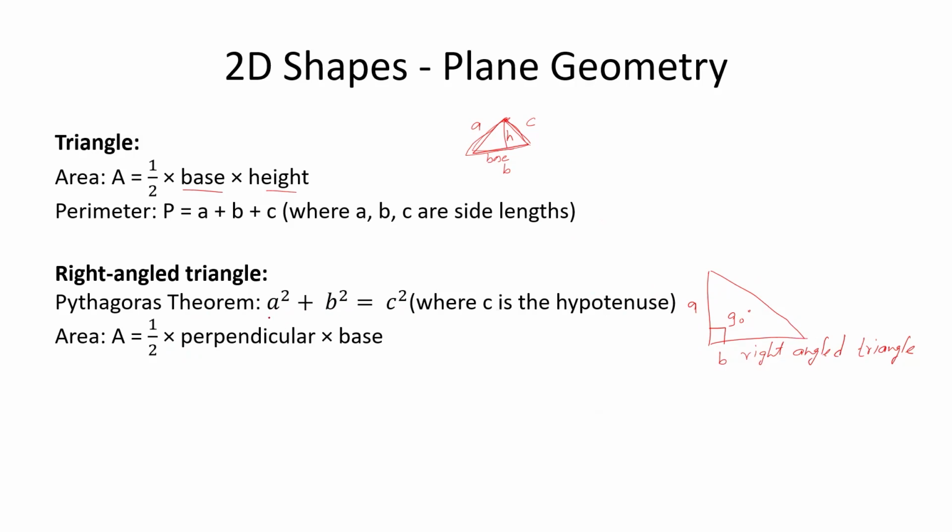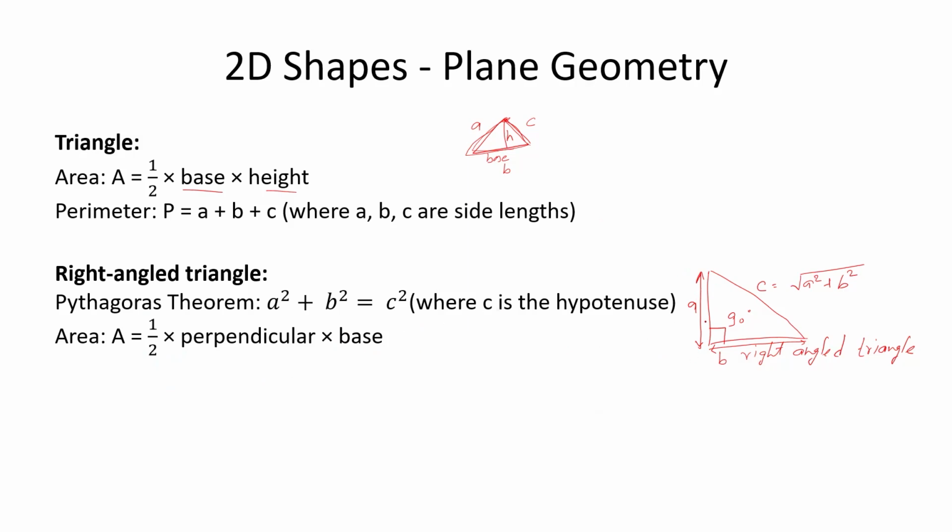And this is the formula: A square plus B square is equal to C square. So this side, suppose it is C, C is equal to the square root of A square plus B square. And the area formula is the same. If your triangle is right angled, this is the height, this is the base, right? So 1/2 into perpendicular into base.